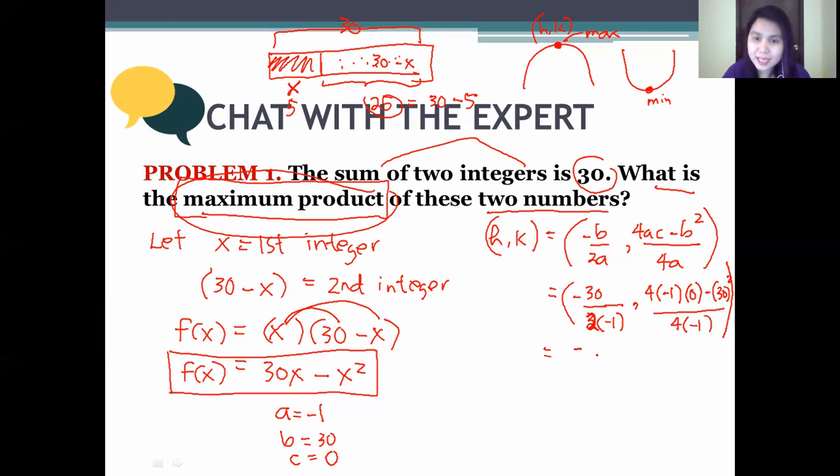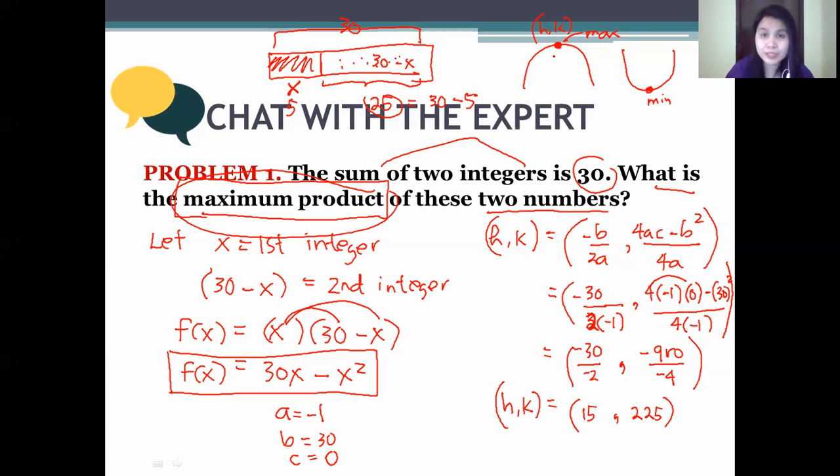We have negative 30 over negative 2, so our h is 15. Remember, negative divided by negative is positive. How about for the other one? 4 times negative 1 times 0 is 0. Minus 30 squared is 900, over negative 4. Negative 900 divided by negative 4 is 225. So h and k: our maximum point is found at 15, 225. What's the question again? What's the maximum product of these numbers?